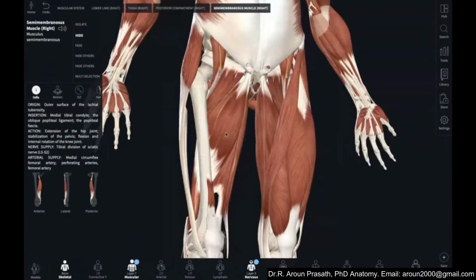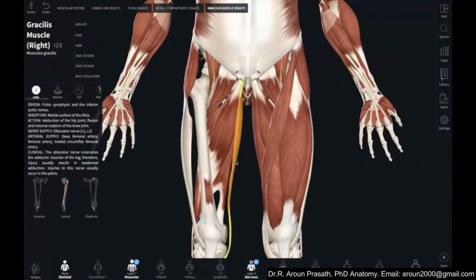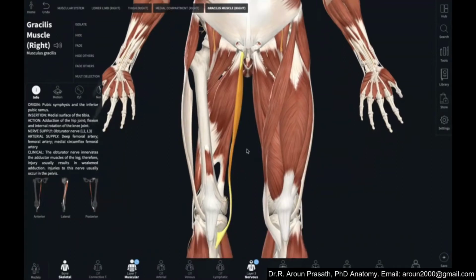Okay, so now when you see here, these are the muscles present in the medial aspect of the thigh, and this muscle is called gracilis. What you have to observe here is that this muscle starts at the pubic ramus and comes all the way up to the medial aspect of the tibia. I think there is another name for this muscle. It's called the Rapist Muscle, you can Google it.